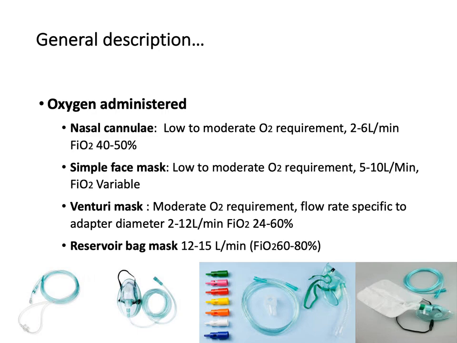Look if there is oxygen administered to the patient, and this could be through nasal cannula, which is seen here on the left side, simple face mask or the Venturi mask, which is seen with colored adapters here, and the reservoir bag mask on the right side. The nasal cannula is used for low to moderate oxygen requirement. It gives oxygen of 2 to 6 liters per minute with FiO2 of 40 to 50%.